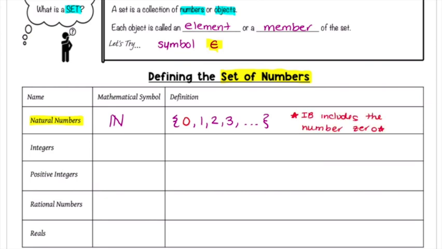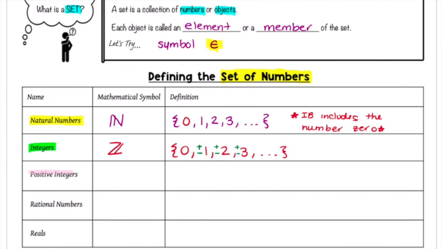As we expand our knowledge of numbers, we then learn about the set of integers. The set of integers, mathematical symbol, looks like a Z, double-lined. And here we are talking about all those numbers that we already know, but for each number, we have some positive and negative.